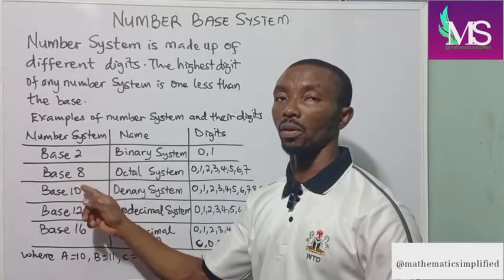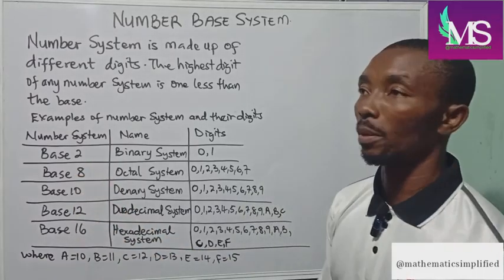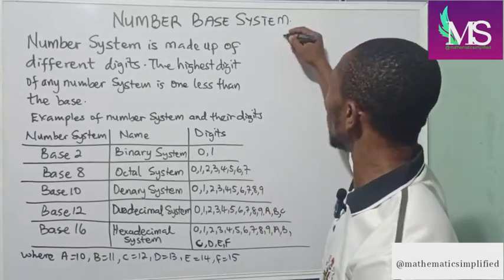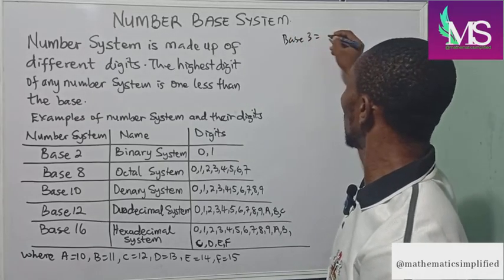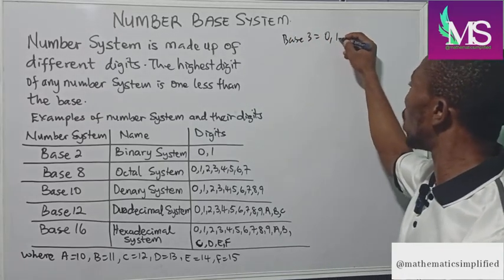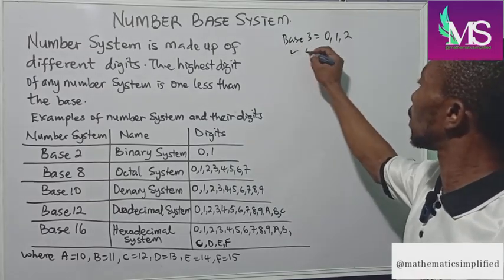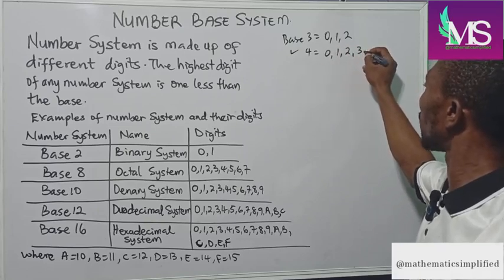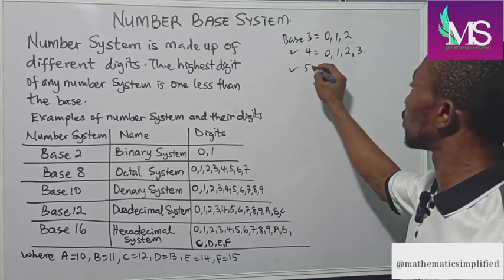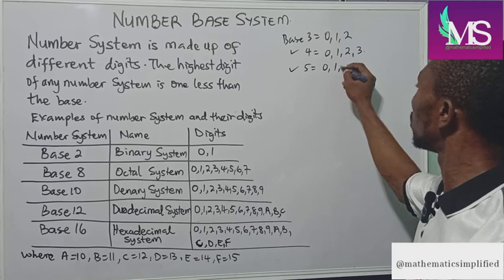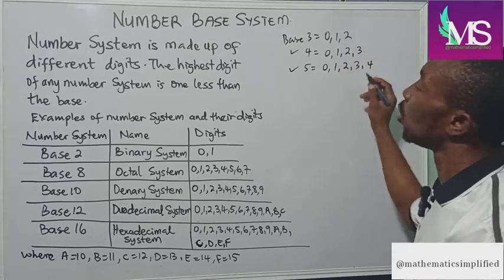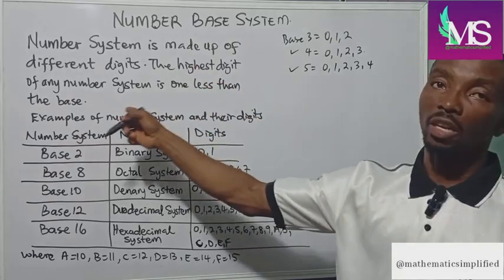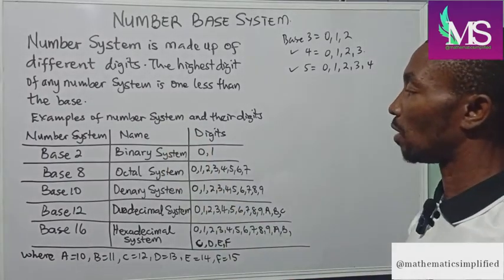If we talk about base 3, the highest digit will be 3 minus 1, that will be 2. So for base 3, we'll have our digits as 0, 1, 2. If we talk about base 4, we have our digits as 0, 1, 2, 3. If we talk about base 5, we have 0, 1, 2, 3, and 4. You can notice that in all bases, the highest digit is 1 less than the base, and so on and so forth.